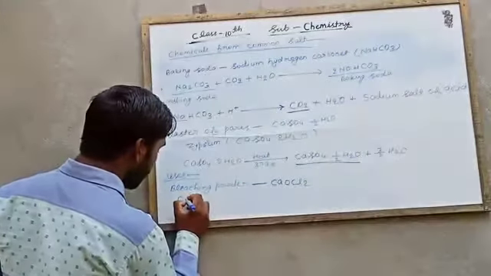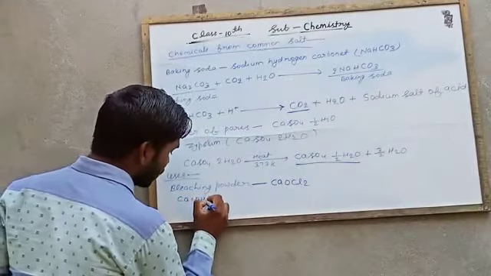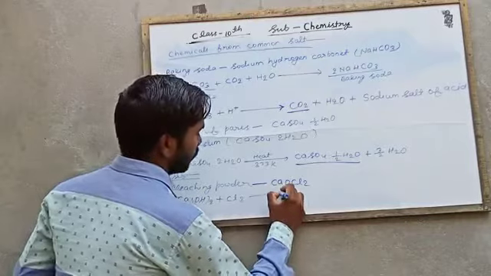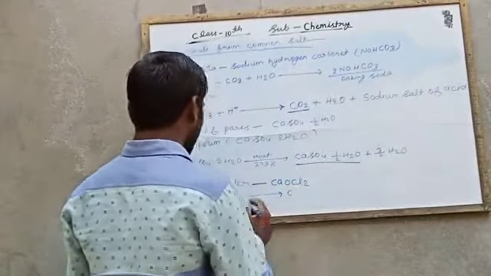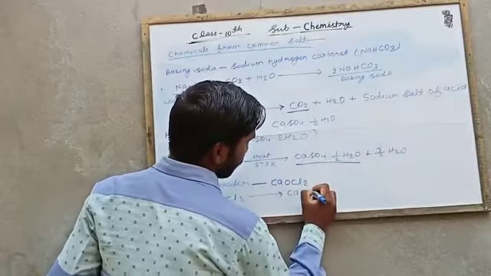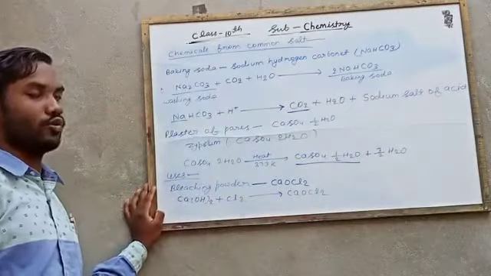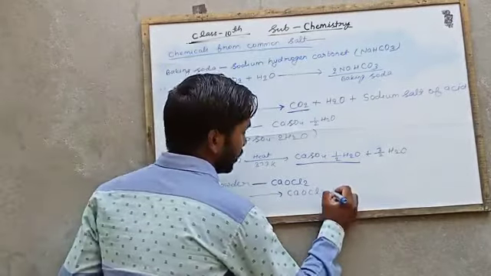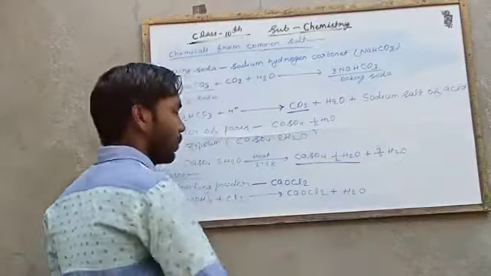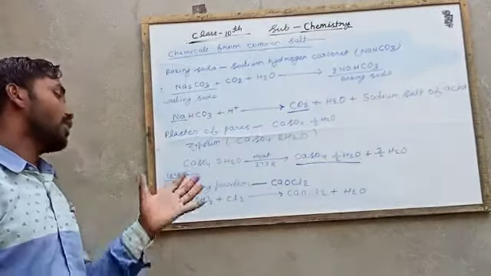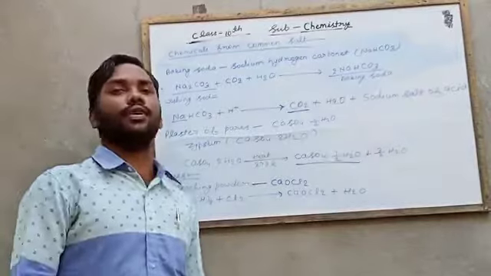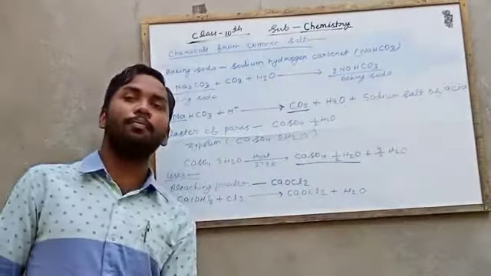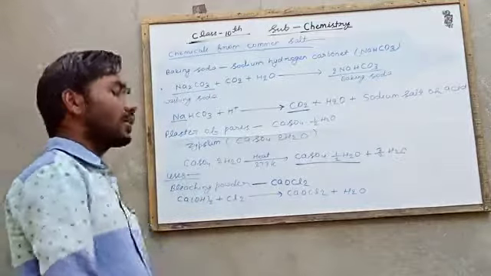Chemical equation: calcium hydroxide, Ca(OH)2, plus chlorine. We pass chlorine through it, so we get calcium oxychloride, CaOCl2, which is bleaching powder, and water molecules are separated. This is due to the bleaching property of chlorine, which makes it bleaching powder.